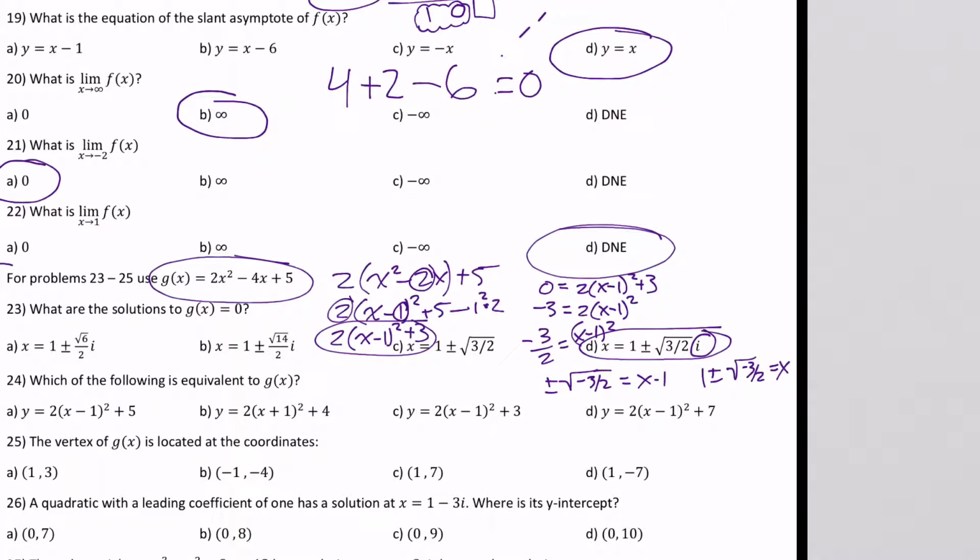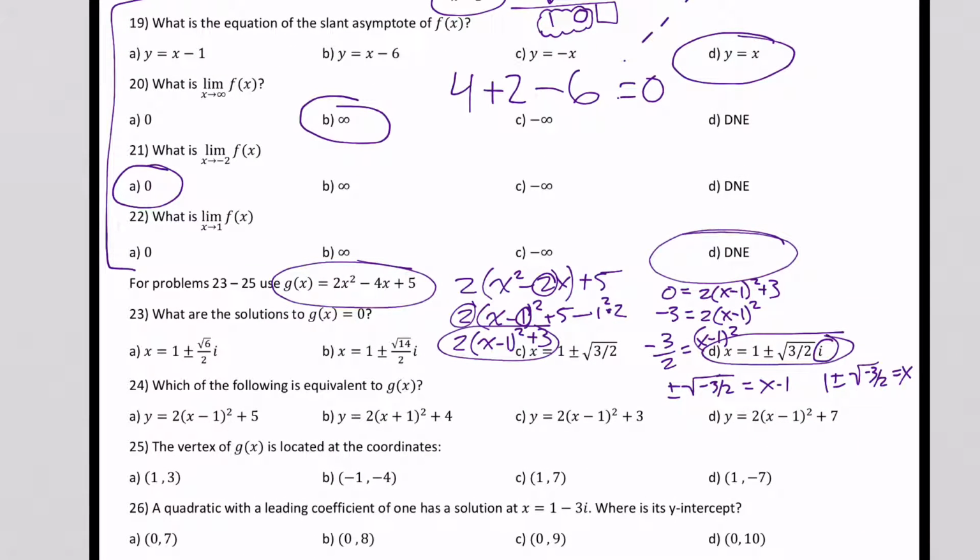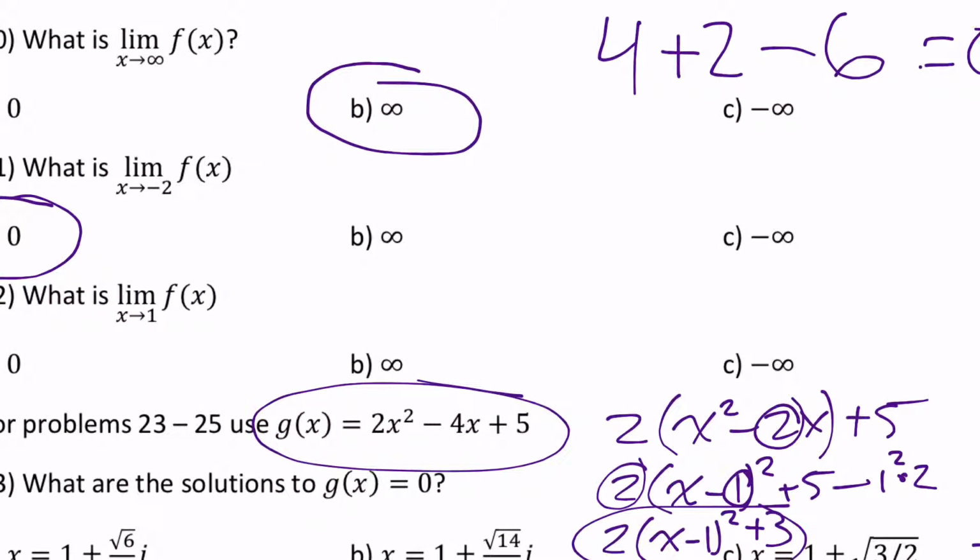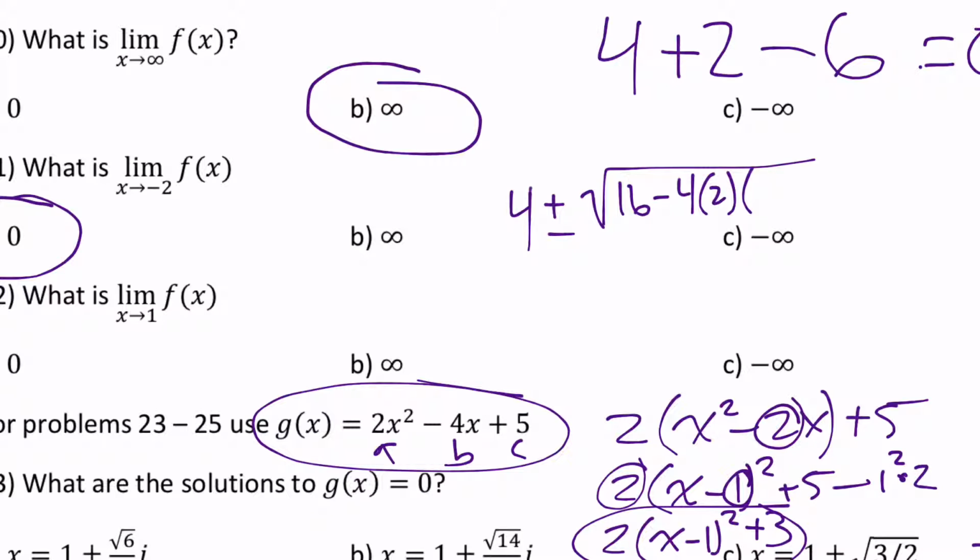Now you could use the quadratic formula to do this problem as well. But if you do the quadratic formula, your answer looks fairly different. So the quadratic formula would be negative b. So there's b, there's a, there's c. So negative b is negative negative 4, so positive 4, plus or minus the square root of b squared, so negative 4 squared is 16, minus 4 times a, which is 2, times c, which is 5, all over 2a. A is 2, 2 times 2 is 4. Okay? So let's simplify things.